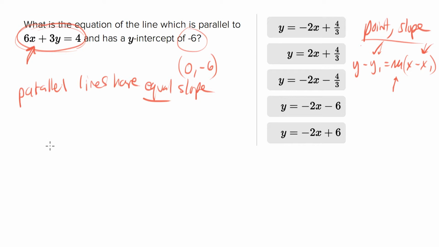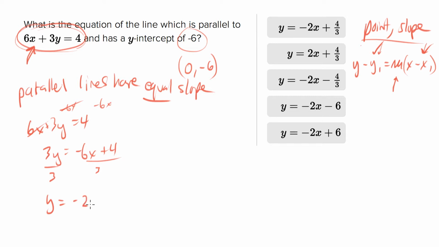You could do the other one, but it's just harder. Basically, let's solve this for y. So 6x plus 3y equals 4. Let's subtract 6x from both sides, and you'll end up with 3y equals -6x plus 4. Divide both sides by 3, and we get y equals -2x plus 4/3.